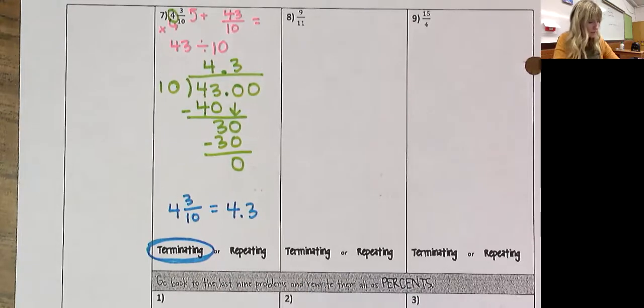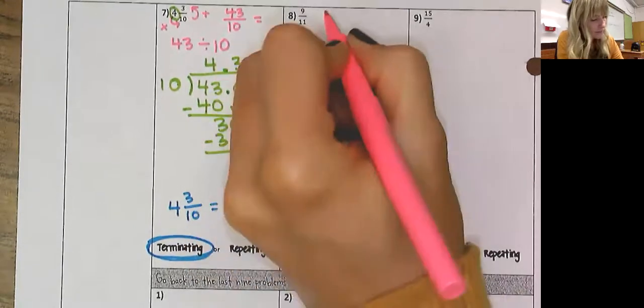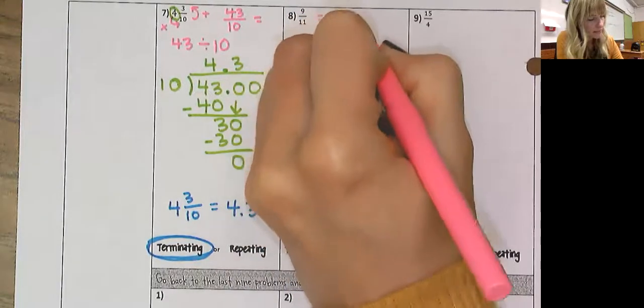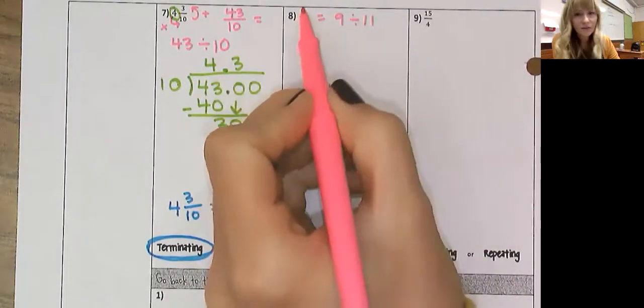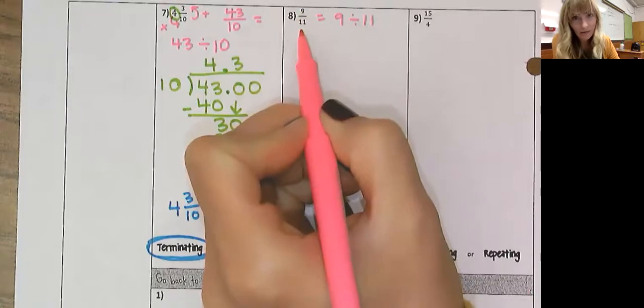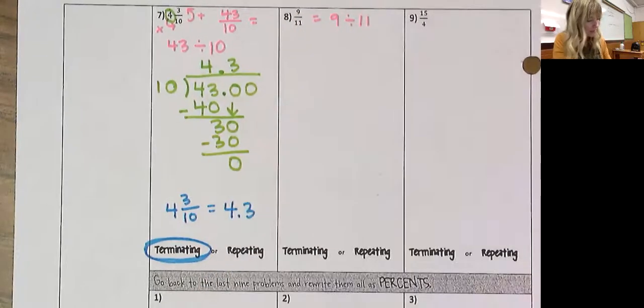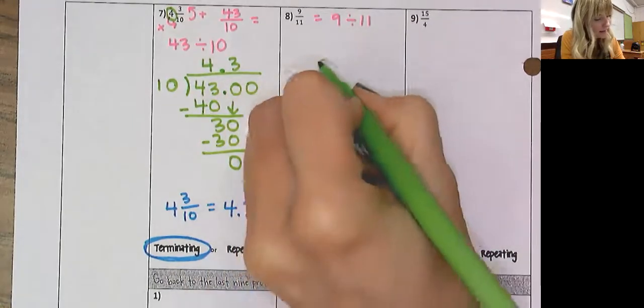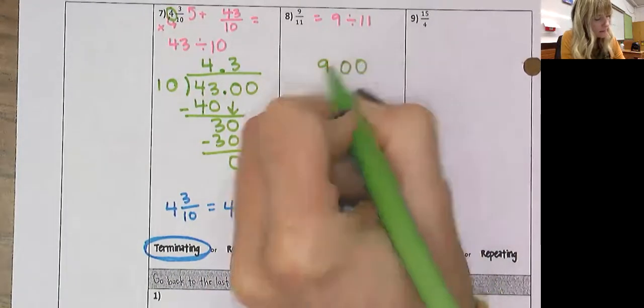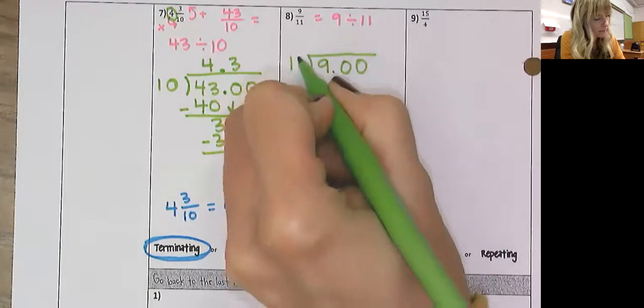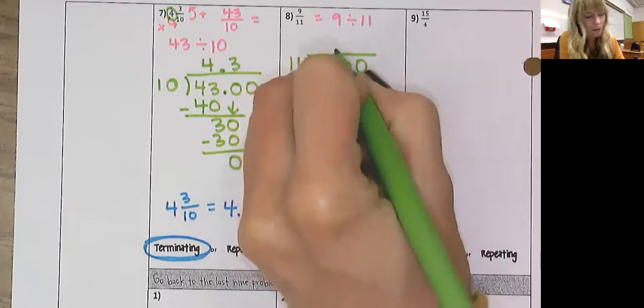Here we go, let's do this one. 9 over 11, that really means 9 divided by 11. So again, this fraction right here means 9 divided by 11. This pink statement right here means 9 divided by 11. And here we are in green, 9 divided by 11. I'm going to copy my decimal up.